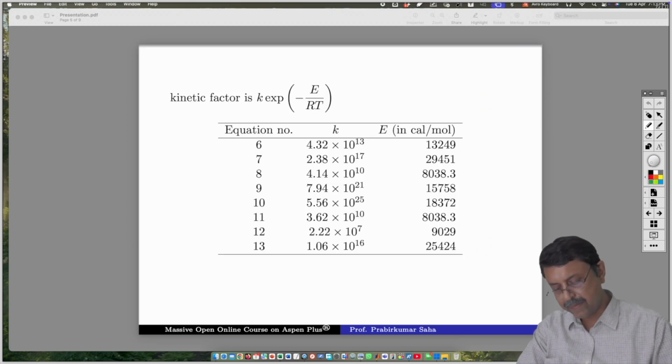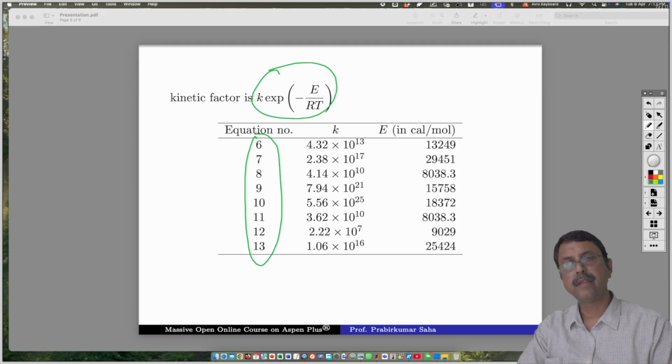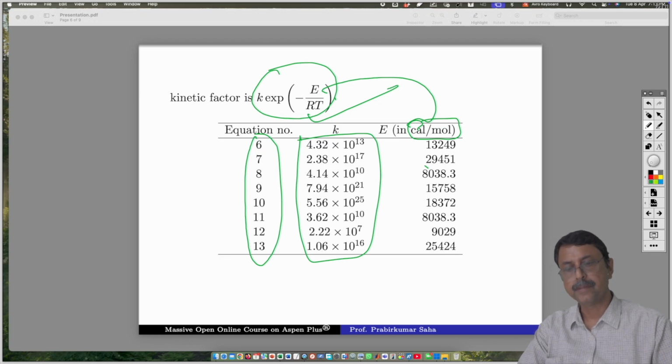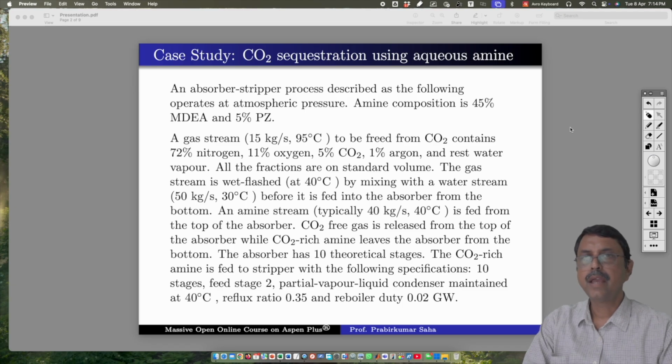So these are the kinetic factor equations. Okay, so for all the reactions number 6, 7, 8, 9, 10, 11 up to 13, the K values are given as this and the E values are like that. So we have to choose calorie per mole as the unit of activation energy, and accordingly R will be chosen. And here the T is in Kelvin. Now let us open the Aspen Plus window and develop the flow sheet and perform the simulation.